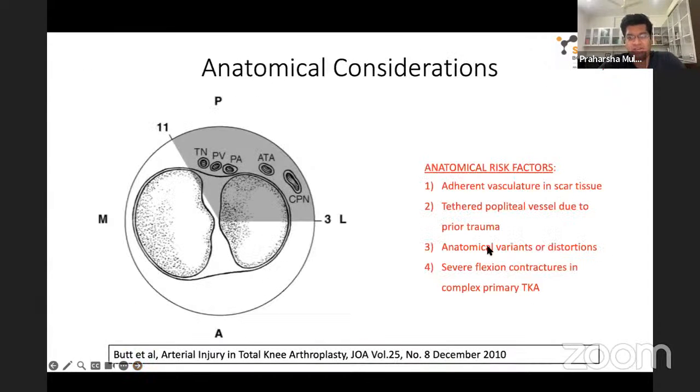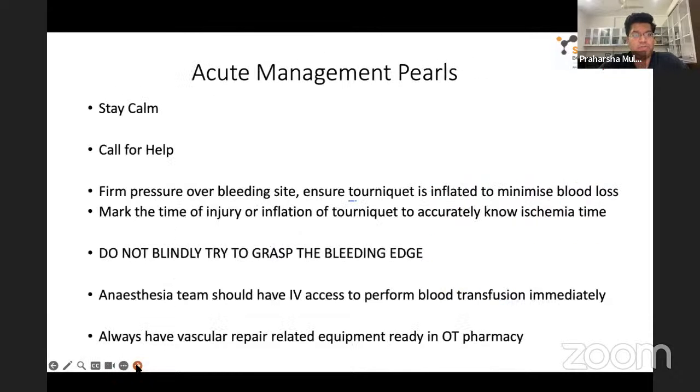So like we said, you can have some anatomical vasculature adherent over there, especially in scar tissue revision procedures, tethered popliteal vessels because of prior trauma, like in post-traumatic arthritis, anatomical variants or severe flexion contractures where the artery is very close to the bone. So what do you do if you face this situation intraoperatively where you have a direct injury? First, stay calm.